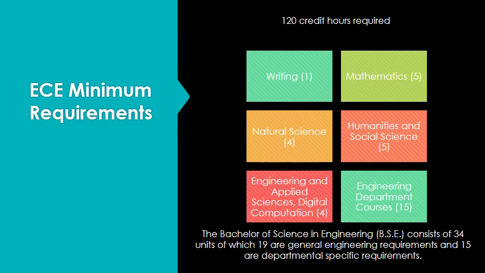Now, right here, I have a layout of how the classes are arranged that are required for the Bachelor of Science in Engineering. Basically, you're going to need one writing, five mathematics, four natural science, five humanities, social sciences, excuse me, engineering and applied science, digital computation. These are required classes right here. And then right here, engineering department courses. See, this is going to vary depending on whether you choose civil, biomedical, such and such. However, in this case, we're going to be discussing ECE, which is electrical and computer engineering.